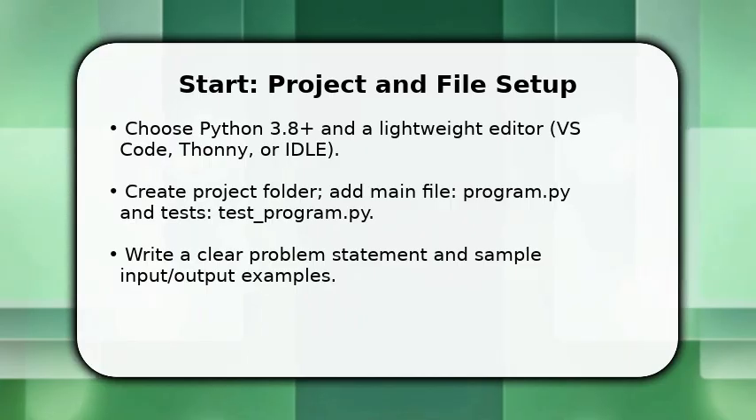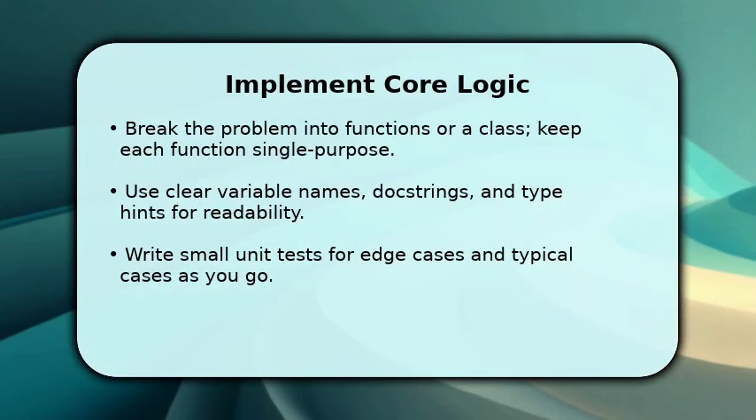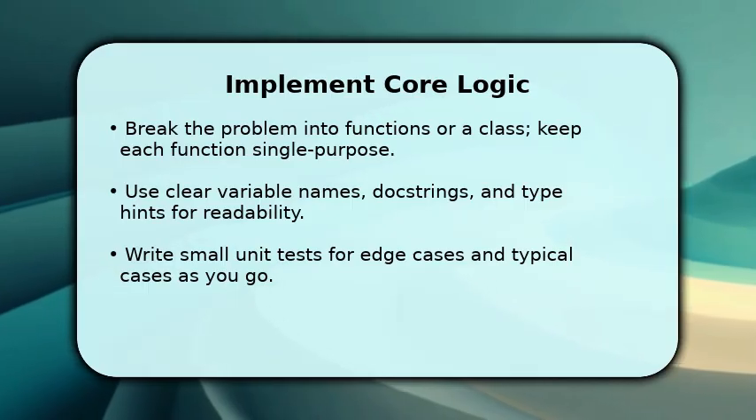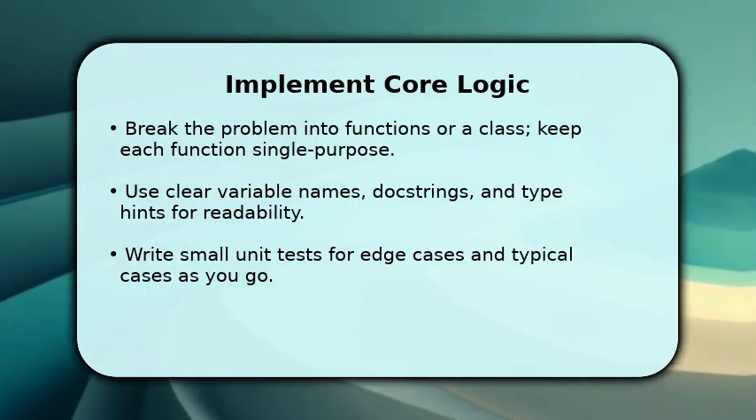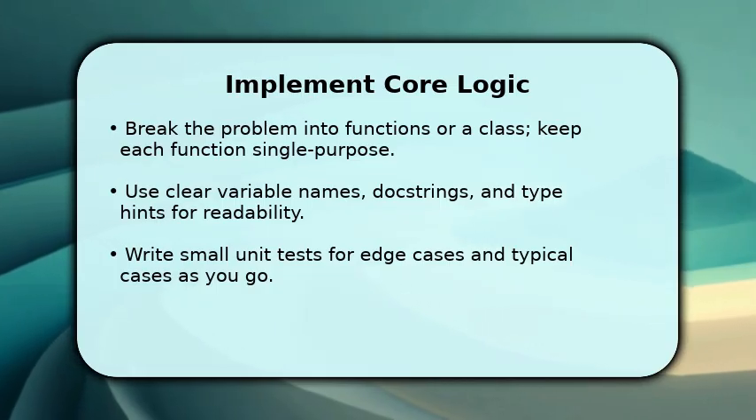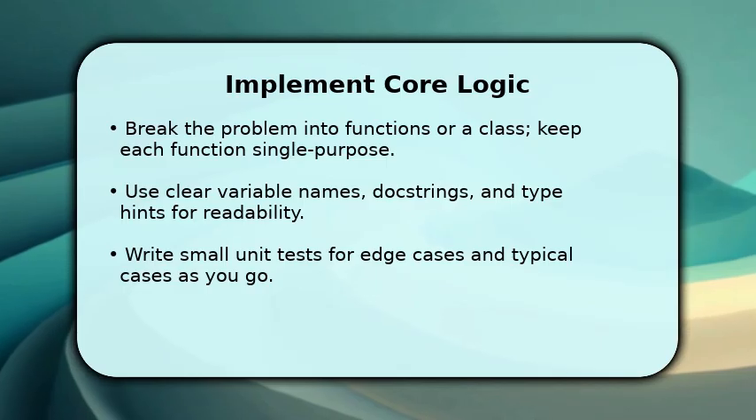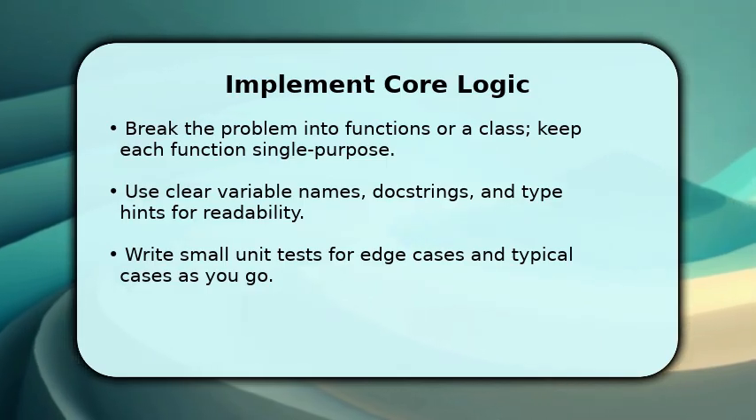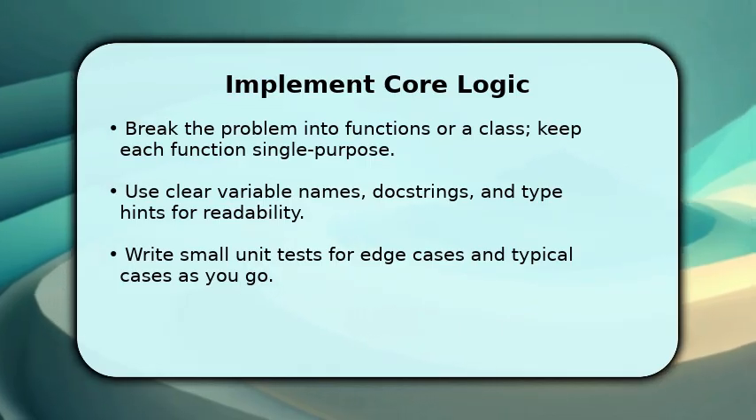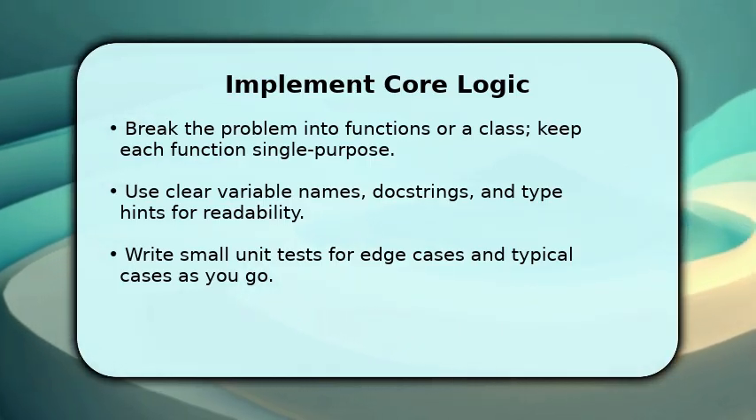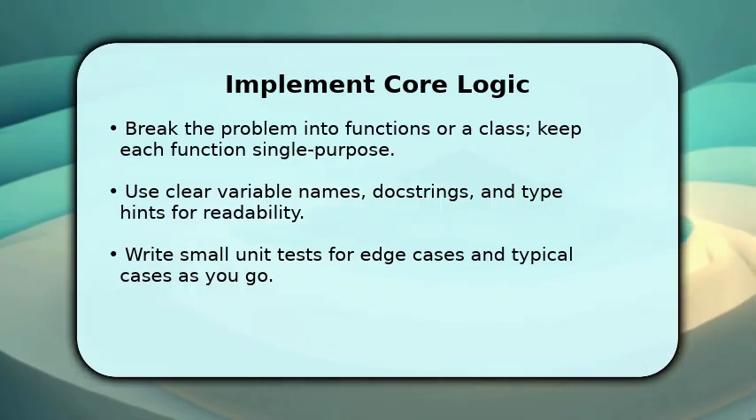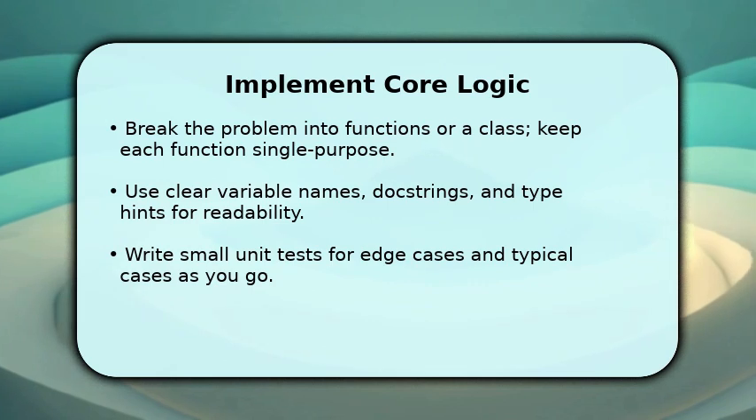You now translate the plan into code by decomposing the task into functions or a class. This reduces bugs and makes grading easier. Implement one function at a time and run it immediately. Quick feedback prevents long debugging sessions. Use descriptive names, docstrings, and type hints so the logic is self-explanatory. Once a piece works, add a unit test for typical and edge cases. Test-driven progress ensures that later changes don't break earlier behavior and clarifies why each part exists.